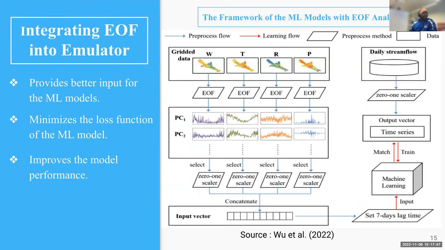Then this is one of the papers where they used the EOF to predict the stream flow, which is the flow of water. First they considered the wind speed, the temperature, the radiation, and the precipitation. Those four variables, they decompose into time series. You can see these vectors here, the PC1, the PC2. After that, they selected four of these, up to PC4. Then they scaled their data and concatenated it to have one vector.